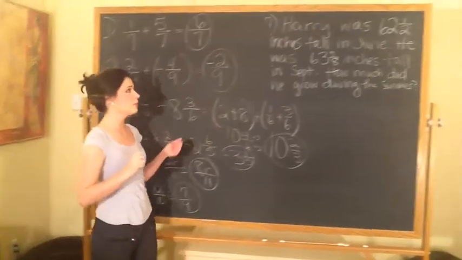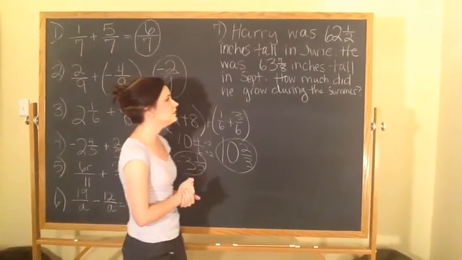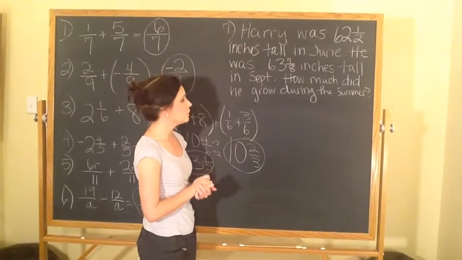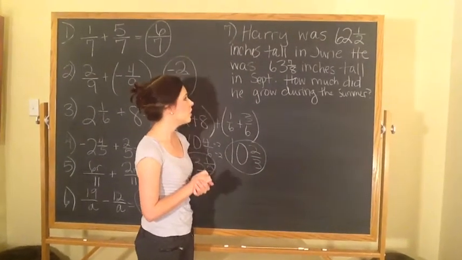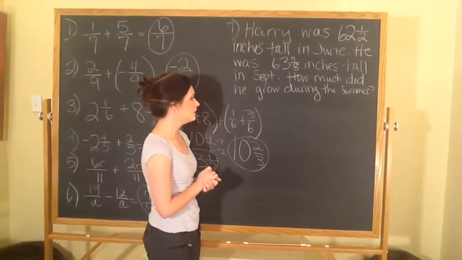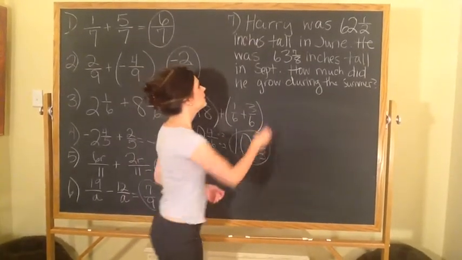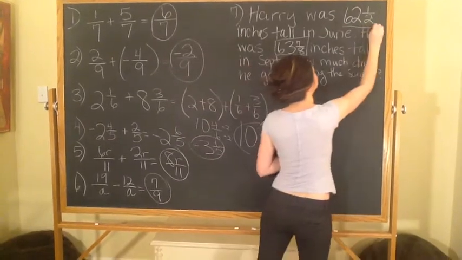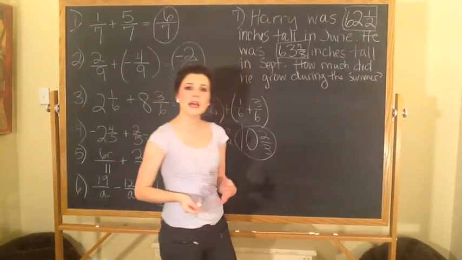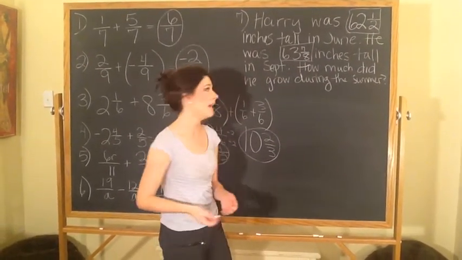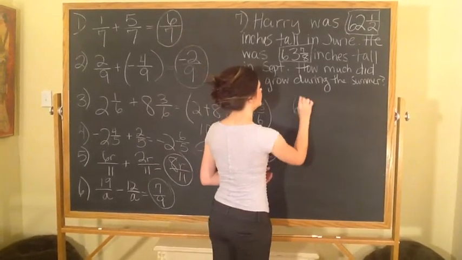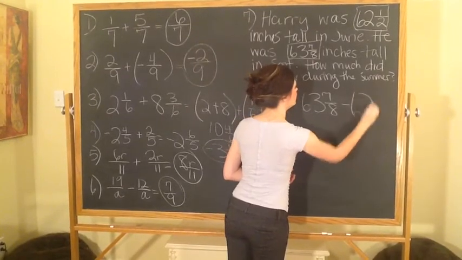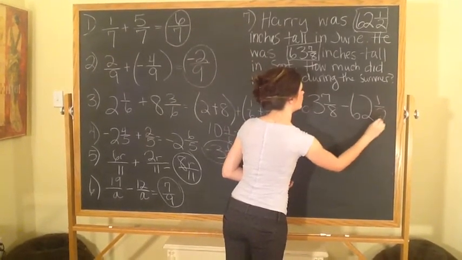Alright, let's go ahead and look at our word problem. It says Harry was 62 1/2 inches tall in June. He was 63 7/8 inches tall in September. How much did he grow during the summer? So here's his final height that we have talked about so far, and this is his starting height. So in order to find how much he grew, we're going to have to subtract. So look, we're going to have to do 63 7/8 minus 62 1/2.